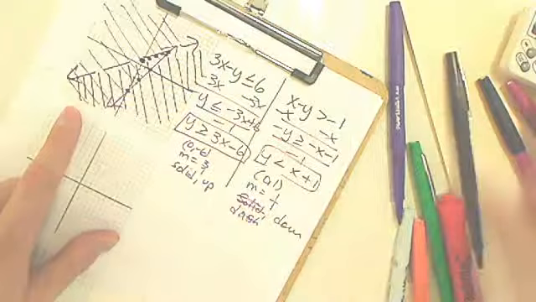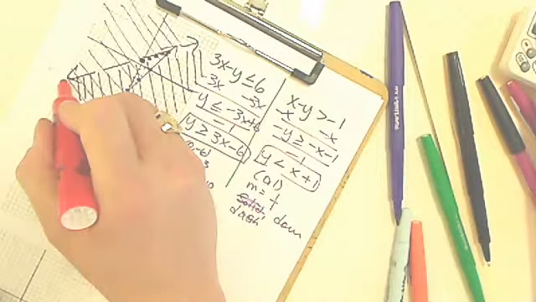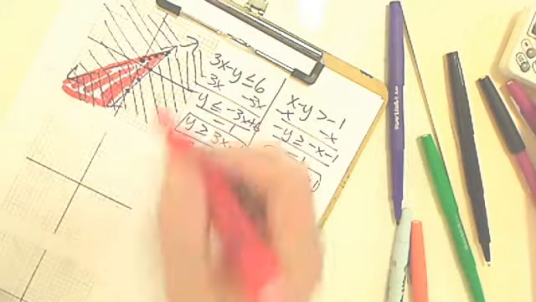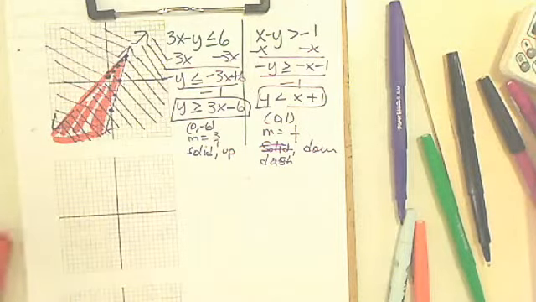Where's our intersection? Here, here, here. This is your solution. Your solution is within those two areas.